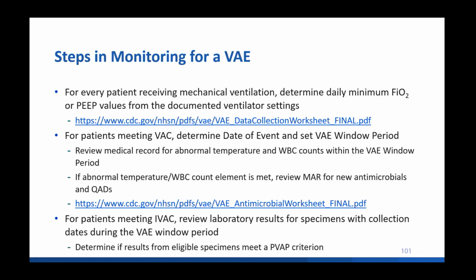For patients that meet VAC criteria, determine the date of event and set the VAE window period. Then, review the medical record for abnormal temperature and white blood cell counts within the VAE window period. If the abnormal temperature or white blood cell count element is met, review the medical administration record for new antimicrobials and QADs. NHSN also provides an antimicrobial worksheet that may be helpful in this process. If a patient meets IVAC criteria, review laboratory results for specimens with collection dates during the VAE window period and determine if those results are from eligible specimens that meet a PVAP criterion.